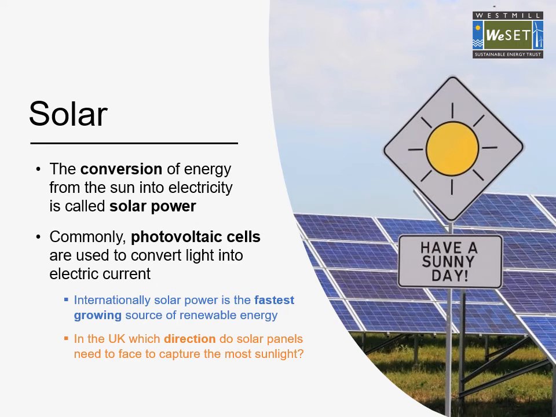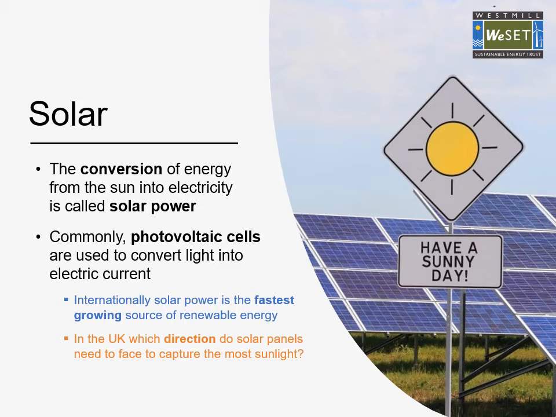Solar energy can be used to generate electricity, but it's also used for thermal energy too. Within solar panels are photovoltaic cells, and these are used to convert the light energy into electric current. Now, I'm not going to talk about that too much now, as we're going to look at it in much more depth in later lessons. Around the world, solar power is the fastest growing source of renewable energy.